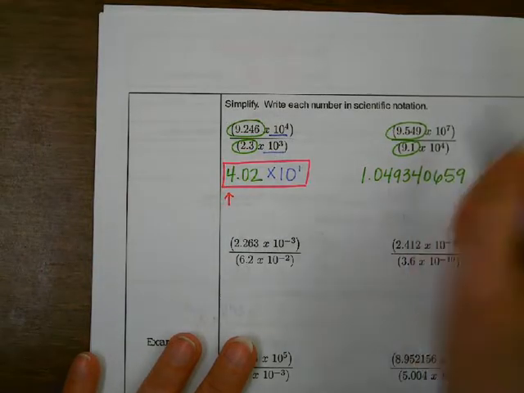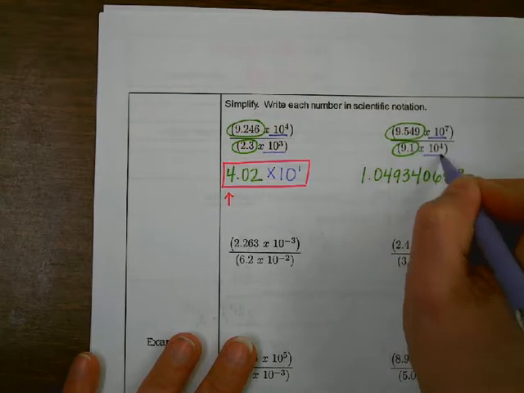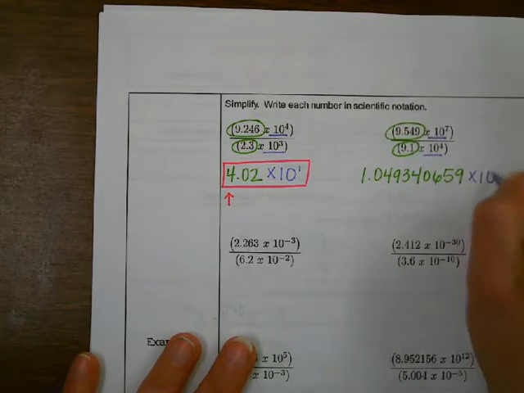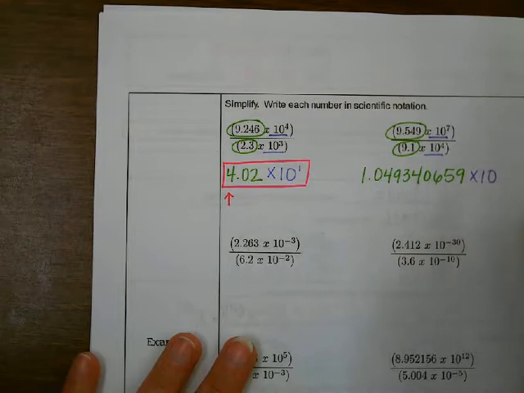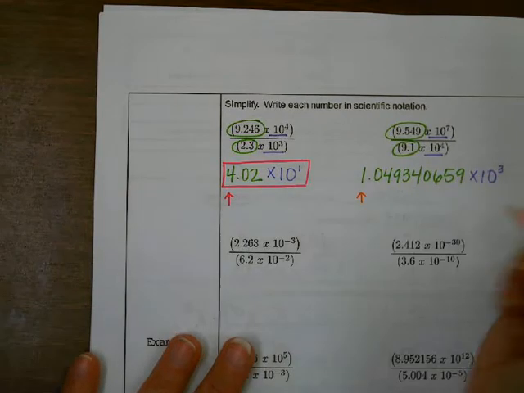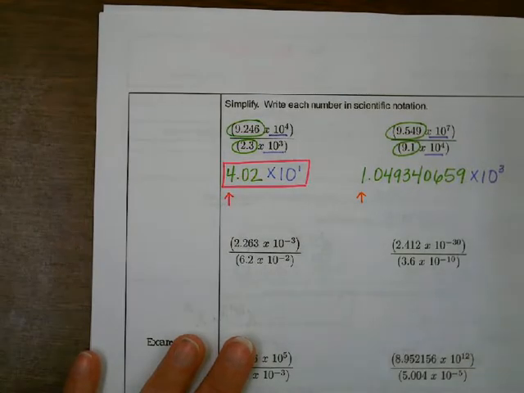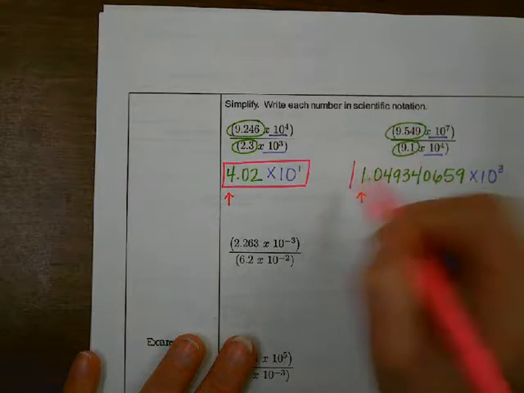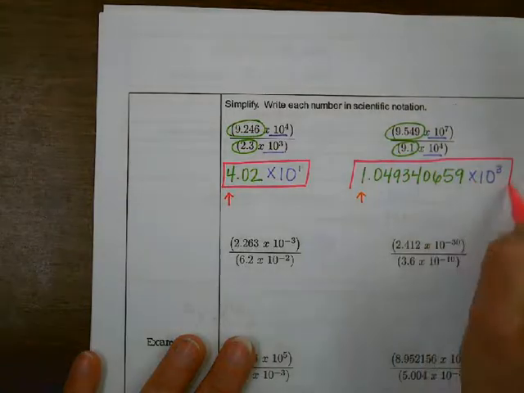And now I need to do my powers. So I have times 10 to the, well, 7 minus 4 is 3. So that is the rest of my scientific notation. I then need to check and see, hey, is that digit before my decimal point a single digit? And is that between 1 and 9? I see that it is, so I know that I am done.